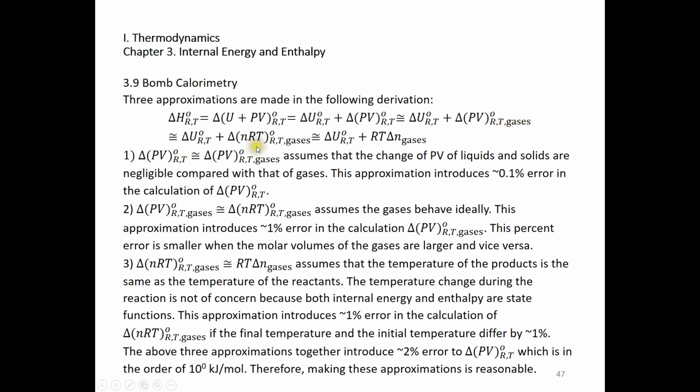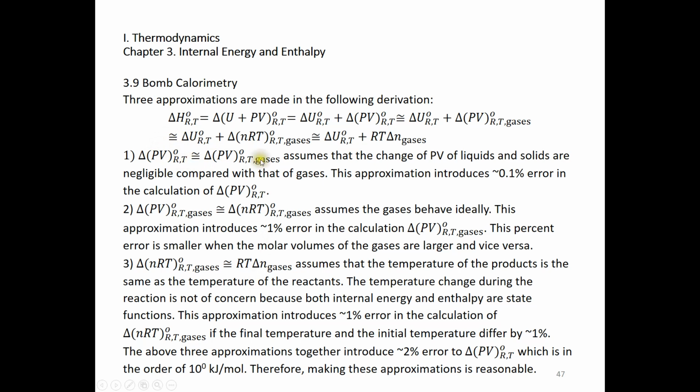And now from PV to nRT, we assume it's an ideal gas. And from delta nRT to RT delta n gases, we assume T is a constant and R is a constant. We can take R and T out of this delta. However, this n actually changes because n sub gases is the number of moles of gases, and delta n gases is the change of the number of moles of gases per mole of reaction. And very often we have different coefficients in front of the gaseous chemicals in a chemical reaction. So again, we're going to talk about the 3 approximations one by one.